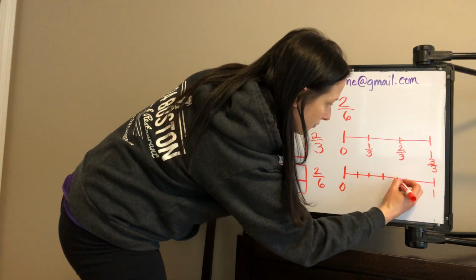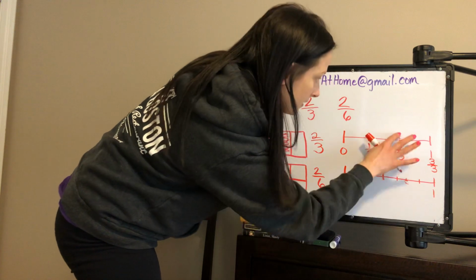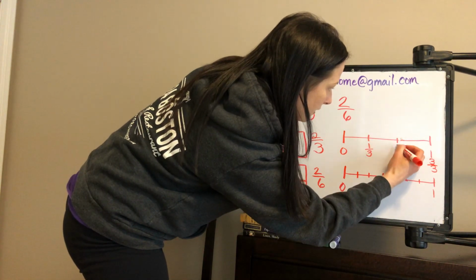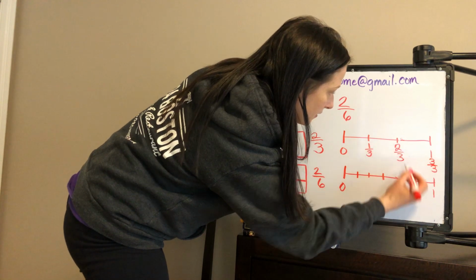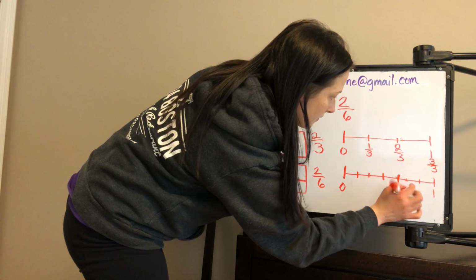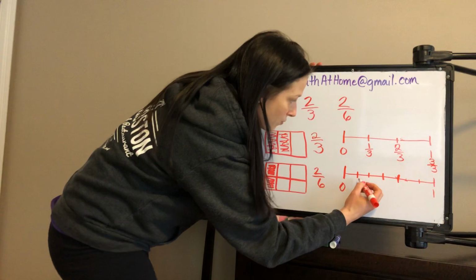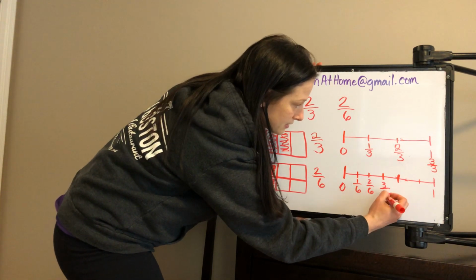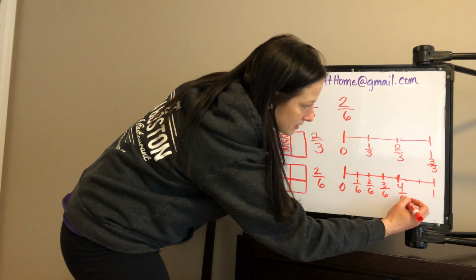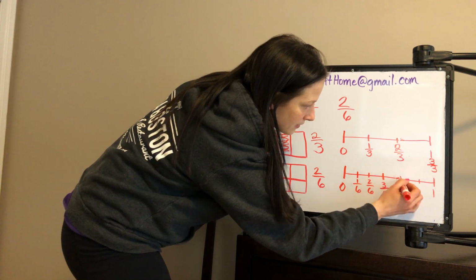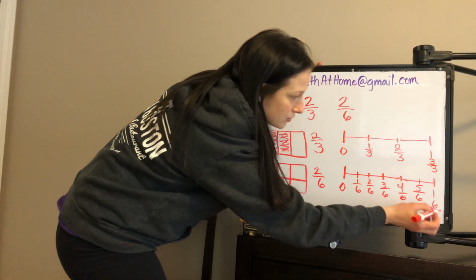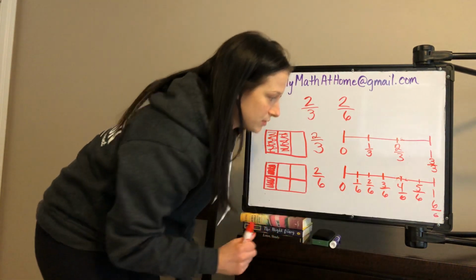1, 2, 3, 4. Yeah, this is not correct. Something is off here. Hold on. 2/3 should be here. All right, so we have 1/6, 2/6, 3/6, 4/6, 5/6, 6/6. Sorry, I was trying to make my pieces as equal size as possible.